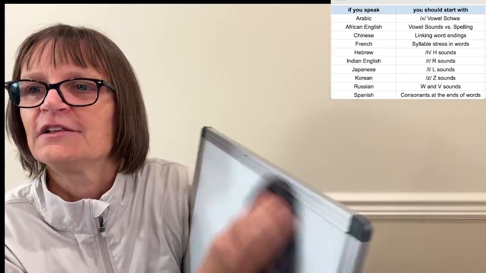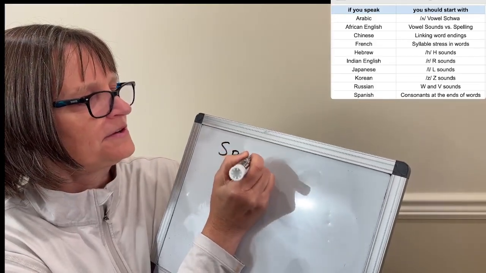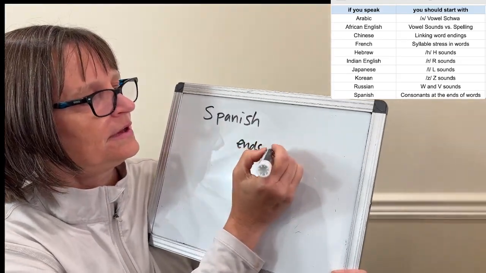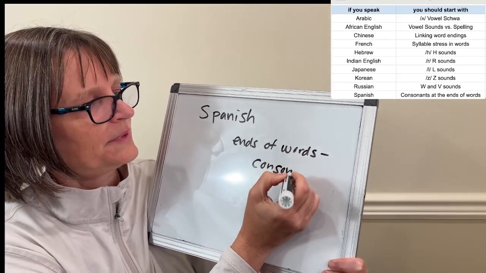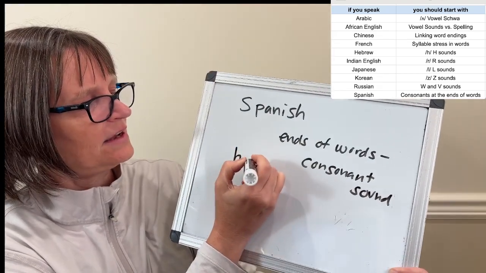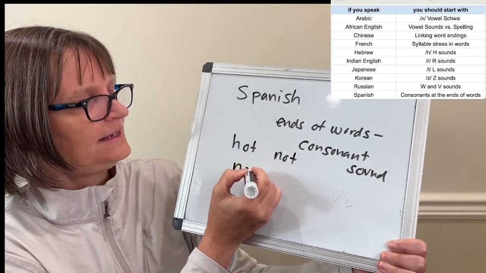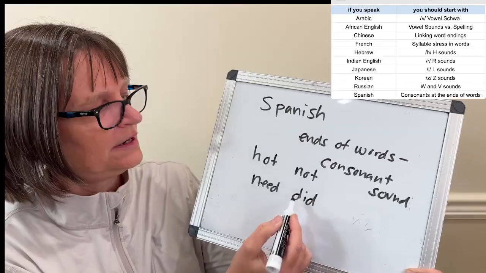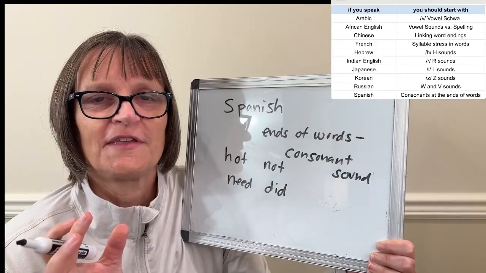Great, okay, let's take a look lastly at Spanish speakers. So for Spanish speakers, where I would start is at the ends of words, particularly those with consonant sounds. T and words that end with T, like hot or not, and words that end with D, like need and did. I will often hear those T's and D's drop off. Other consonant sounds tend to drop off at the ends of words.